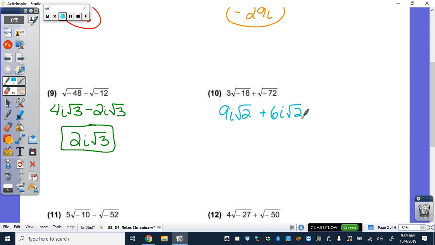A lot of people still want to tell me 9. 72 is always 36 and 2. So 9i plus 6i gives us 15i radical 2.